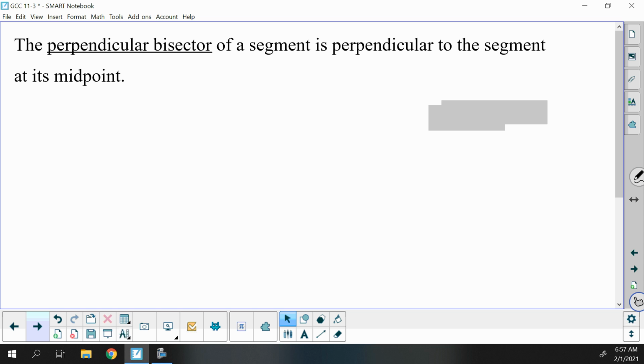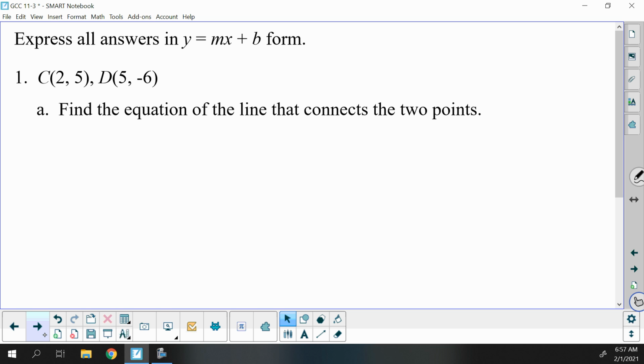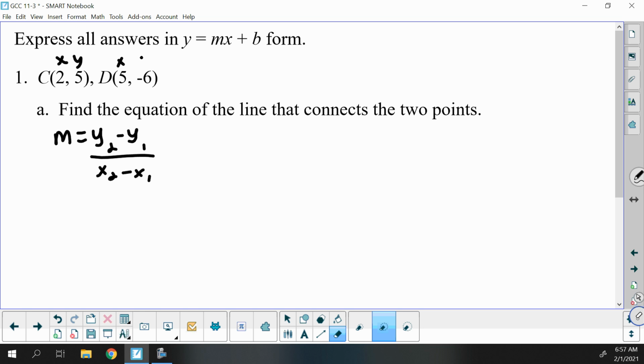But before we do that, let's review from what you did back in algebra just to help find the equation of a line. So start out, we'll find our slope. So again, slope formula is y2 minus y1 over x2 minus x1. Remember, x's come first, y's come second. It does not matter which y value you start with, just be consistent.